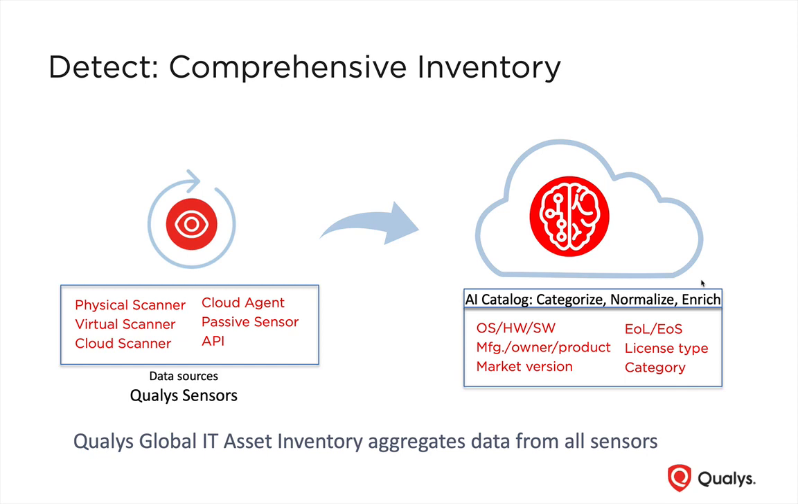And Global IT Asset Inventory is going to take it a step further. So it's also going to categorize, normalize, and enrich the data. You'll have categorization levels for operating system, hardware, and software. You'll be able to see end of life and end of support hosts. You'll be able to see the license type for particular pieces of software. So is this commercial or is it open source? Different market versions and the manufacturers of the different types of hosts that you are deploying within your organization.